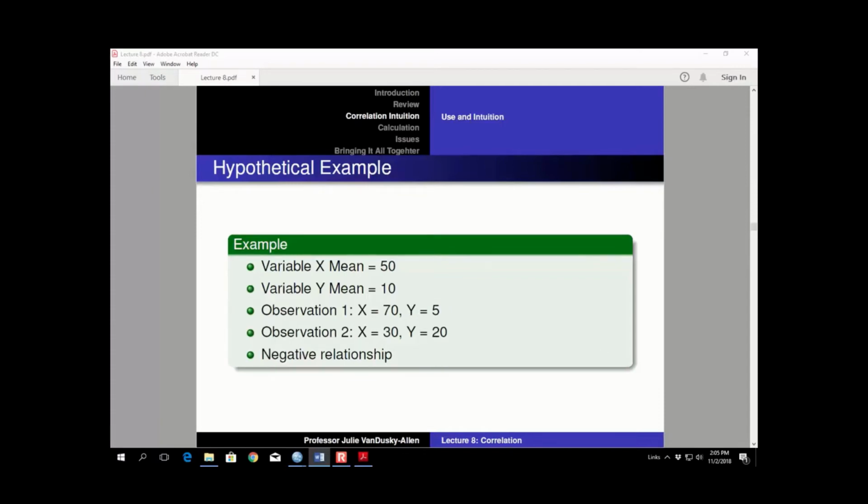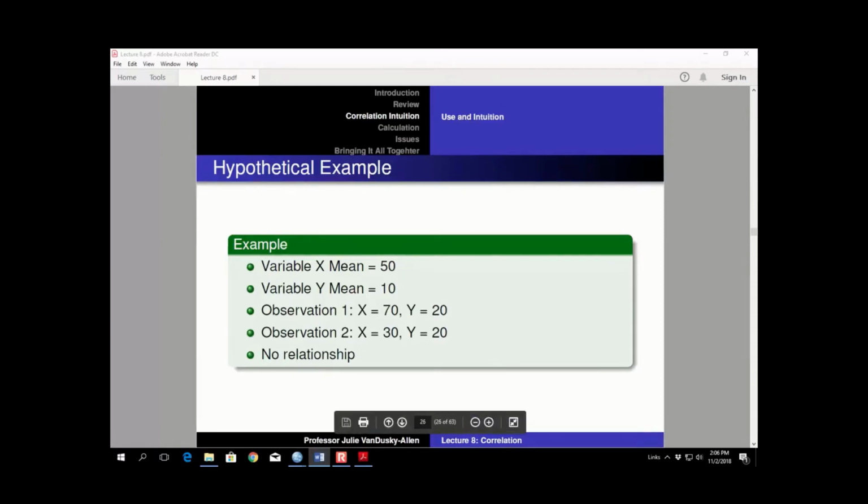Next, consider the following two variables, variable x and y. The mean of variable x is 50 and the mean of variable y is 10. In observation 1, x is 70, above the mean of x, and y is 5, below the mean of y. For observation 2, x is 30, below the mean of x, and y is 20, above the mean of y. This implies that there is a negative relationship between x and y. When an observation is above the mean of x, it is below the mean of y. When an observation is below the mean of x, it is above the mean of y.